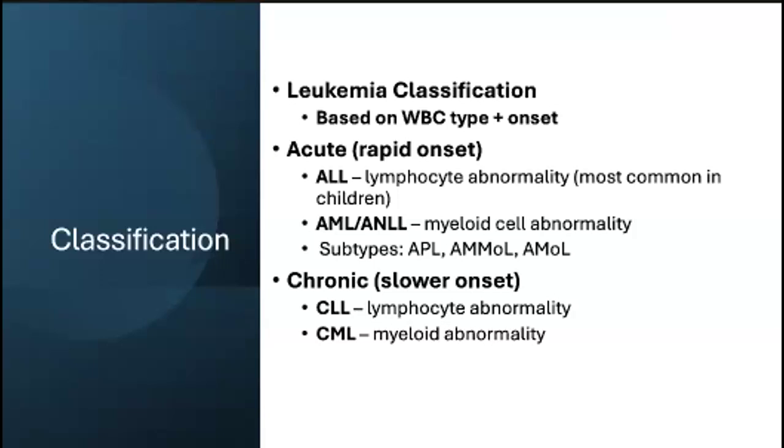So we can have acute leukemias, which would be acute lymphocytic leukemia, ALL, and this is those abnormal lymphocytes. We can have acute non-lymphocytic leukemia, ANLL. This leukemia is not originating from abnormal lymphocytes. There's AML, which is myeloid cells. And then we can also have chronic leukemias that have a slower onset of symptoms, where we can have chronic lymphocytic leukemia and chronic myeloid leukemia.